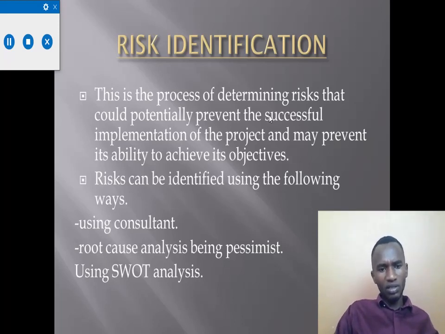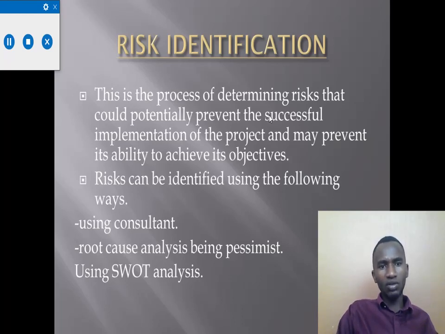If I'm talking about the last one, using SWOT, the word SWOT is made of 4 letters. If I talk about each letter independently, S stands for strengths, W stands for weaknesses, O stands for opportunities, and T stands for threats. Strengths and weaknesses are internal, they are within the business. Opportunities and threats are external. So those are the 3 ways how risks can be identified within the business.